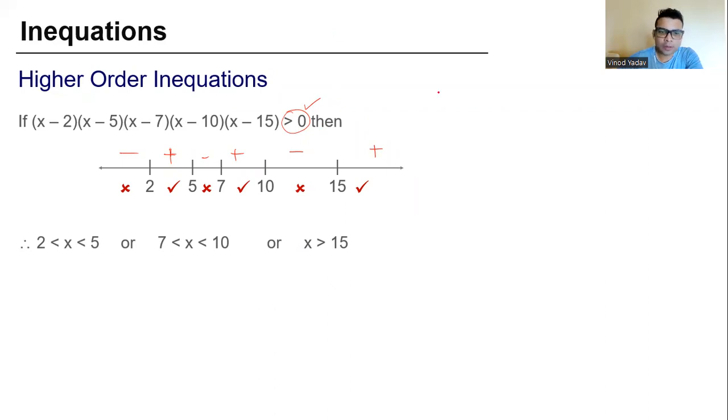Okay. You can also write it in interval style: between 2 and 5, or this union, between 7 and 10, or 15 onwards up to infinity. I hope you are comfortable in both the notations, right? Okay.